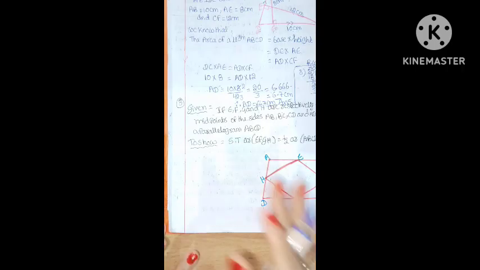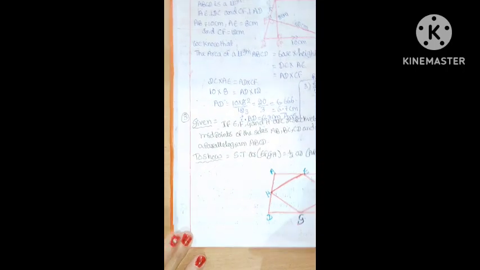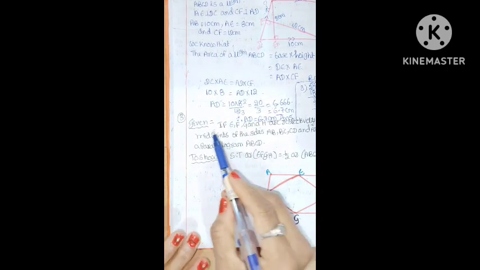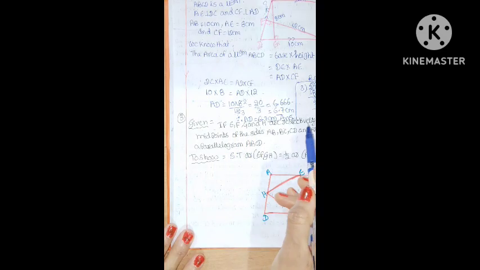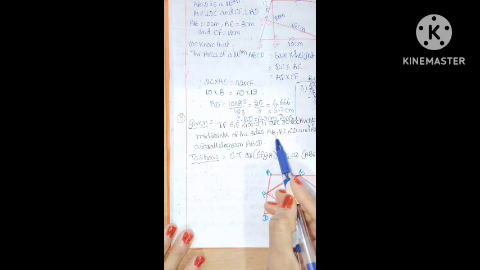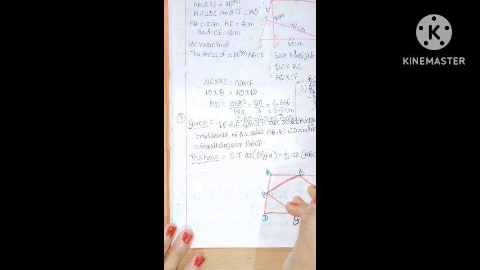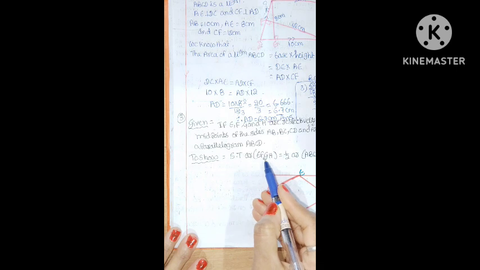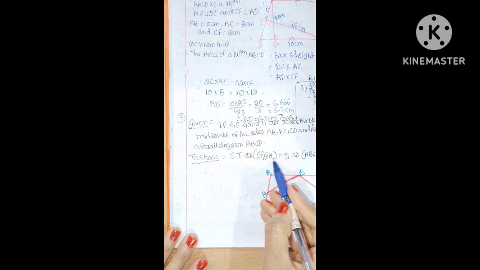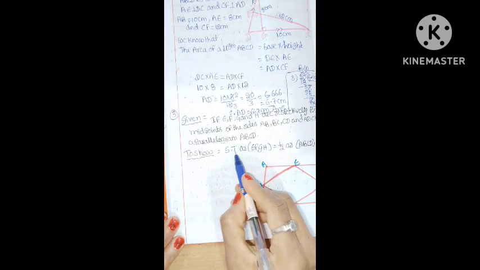First look at the notebook on this side. First, how to write the given data in the problem. Given: E, F, G and H are respectively the midpoints of the sides AB, BC, CD and AD of the parallelogram ABCD. To show that area of EFGH equals half the area of ABCD. I have to show this.